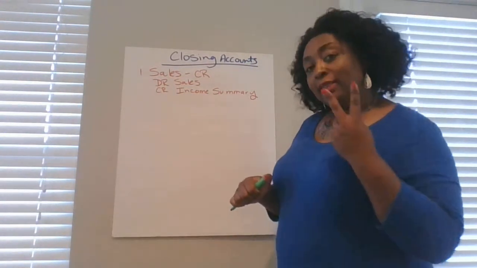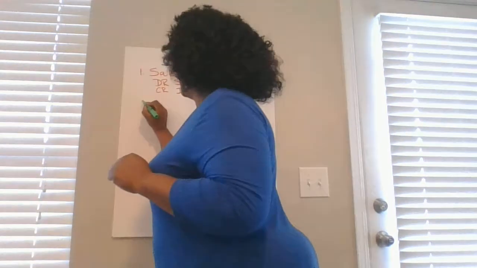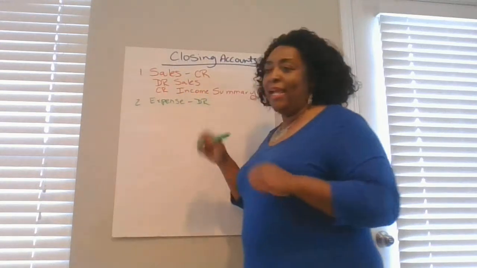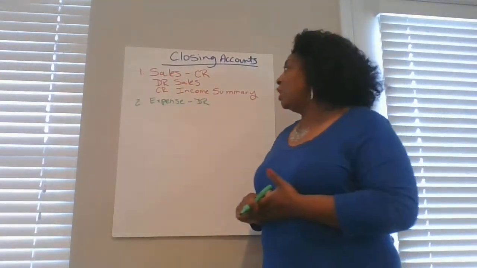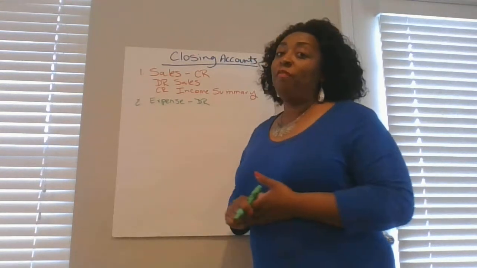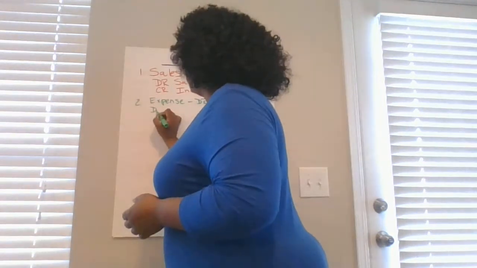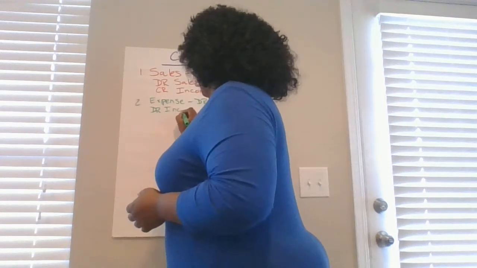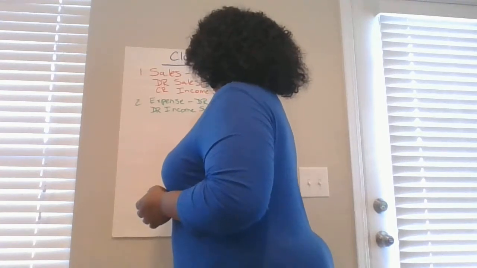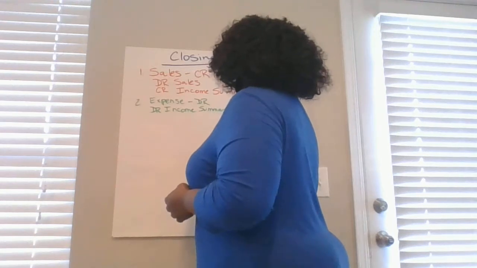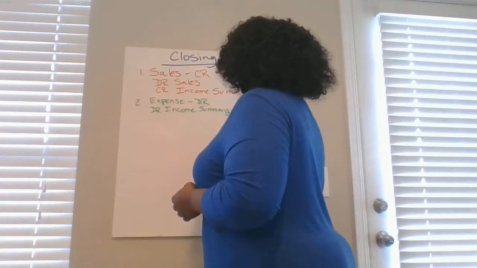What do we close second? That would be the expense account. That is correct. Y'all are so smart. What is the normal balance of the expense account? You said it. It is debit. Debit is the normal balance of expense account. So we know we always debit first when we write journal entries. So in this case, we would debit the income summary for the total amount of the expense accounts.